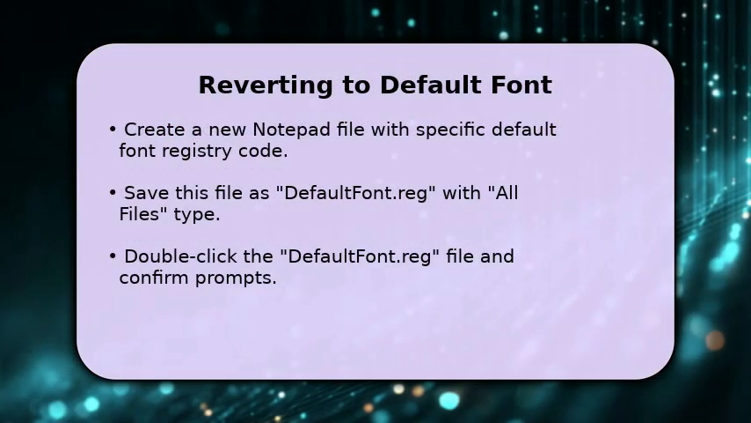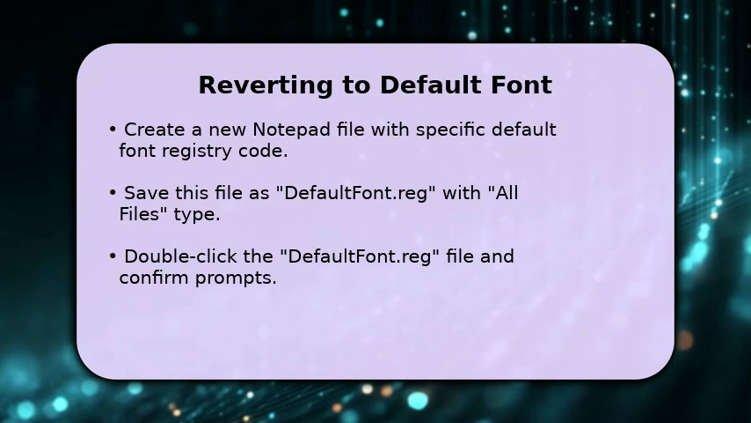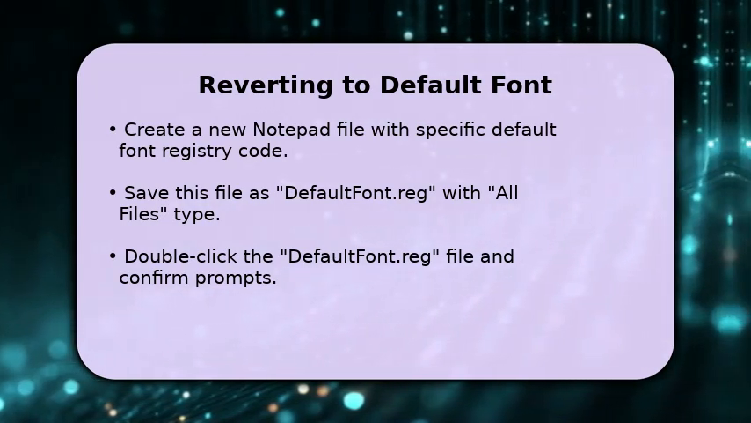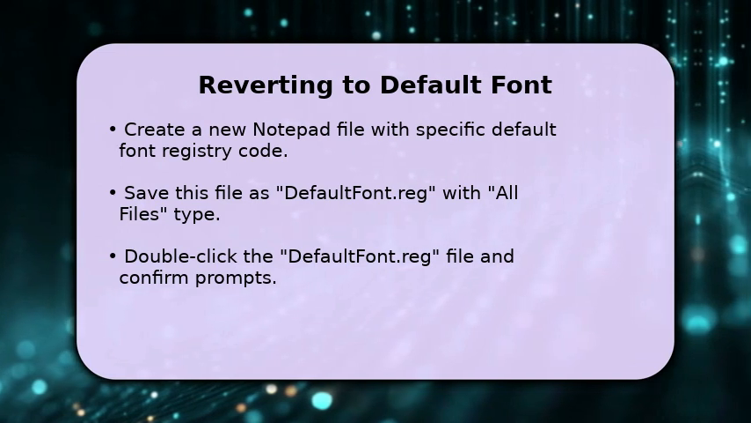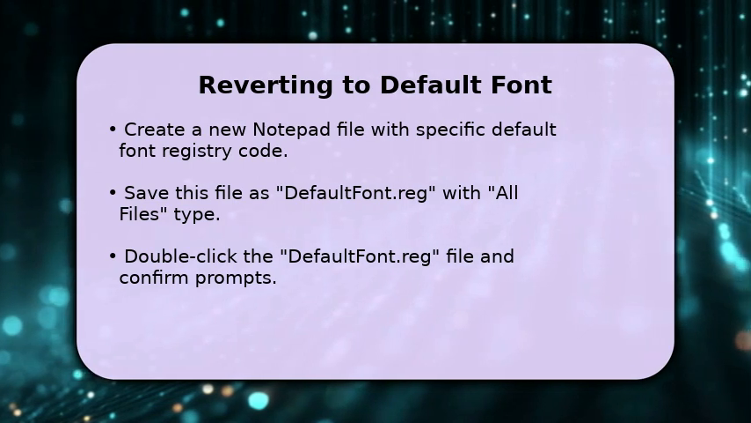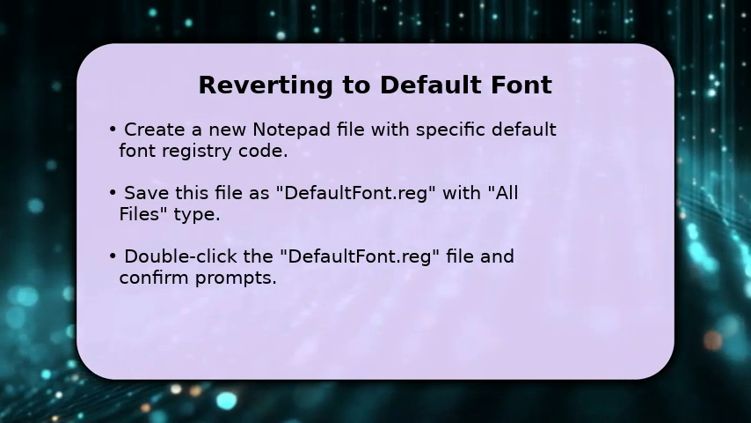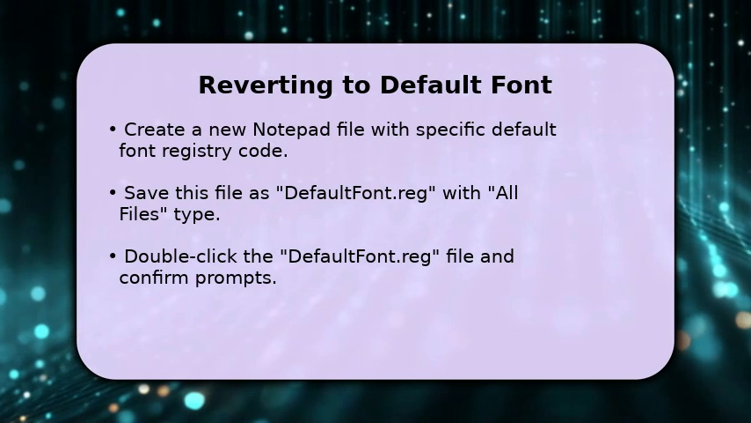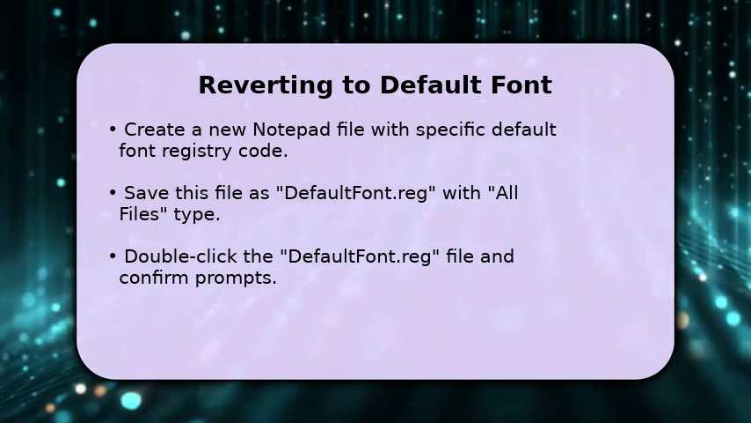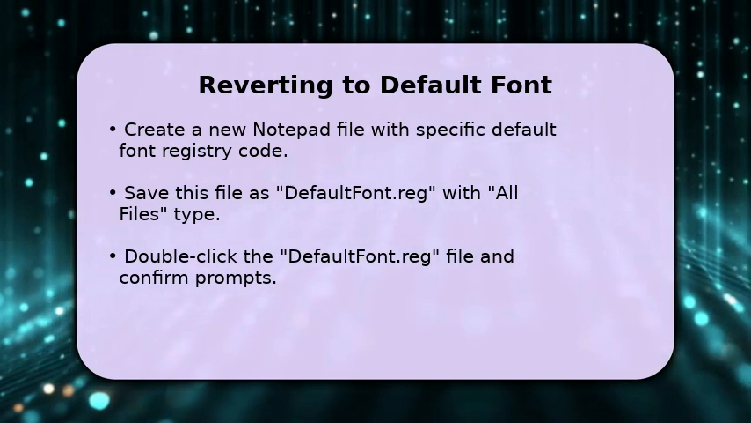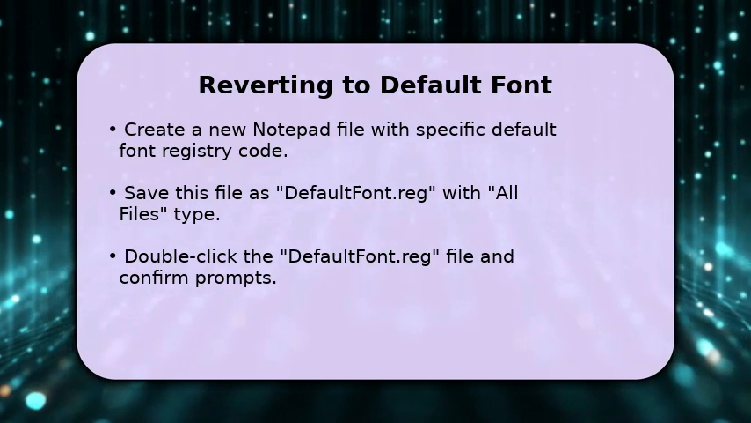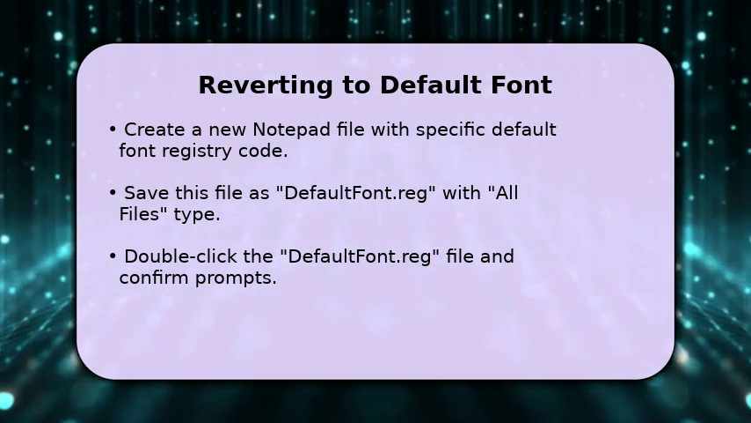Should you ever wish to revert to the original Windows font, the process is straightforward. Open Notepad again and paste the specific code for restoring default fonts. Save this new file as default font.reg, ensuring the All Files type is selected. Double-click this file and confirm the prompts to merge it. Finally, restart your computer one more time. Your system will then display the familiar Segoe UI Variable font, returning to its default appearance.